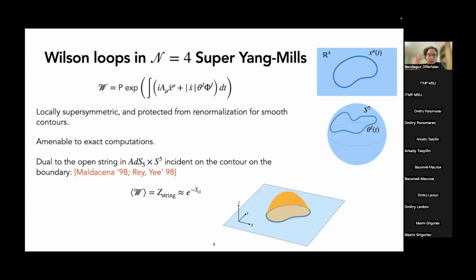In AdS-CFT, N=4 super Yang-Mills is dual to a string theory in AdS5 × S5, and these Maldacena-Wilson loops are dual to open strings that are incident on the contour x^μ and θ^I on the boundary. So the Wilson loop expectation value is identified with the string partition function, which in the supergravity regime is just given by the classical string action. So the classical string forms a minimal surface, and this is the holographic area law.